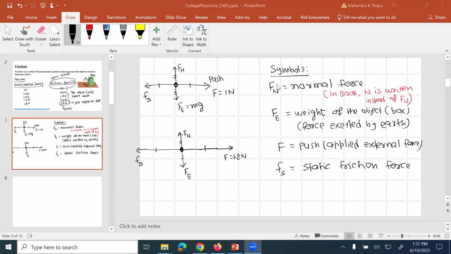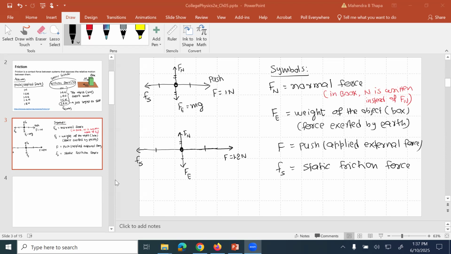Here, these are the symbols. Fn is the force exerted by the surface in the perpendicular direction. Fe is the weight of the object. F is the push, the applied force. And Fs is the static friction force.